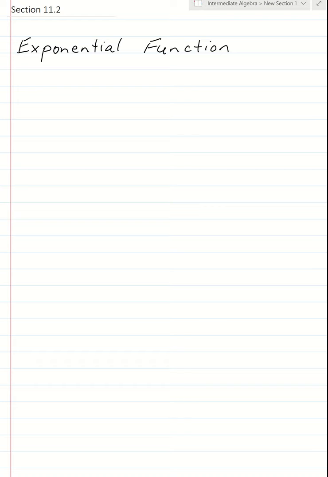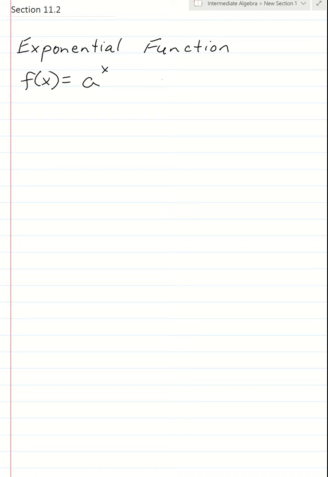Well, in order for a function to be considered an exponential function, what we have is f of x equaling some value of a to the power of x. So with exponential functions, x, the variable, the input, the domain, is actually your exponent.